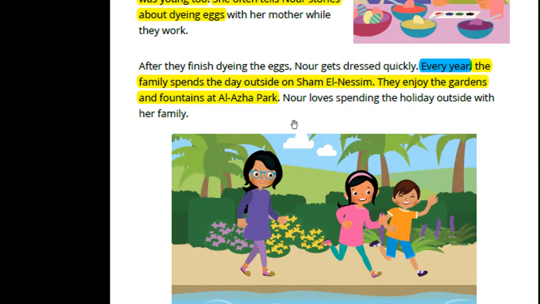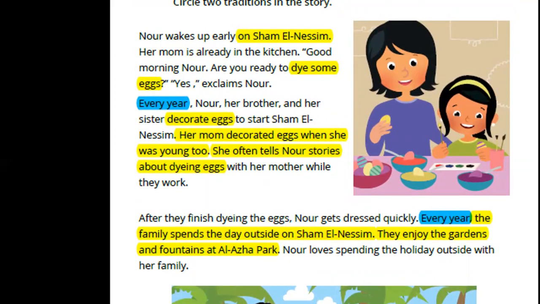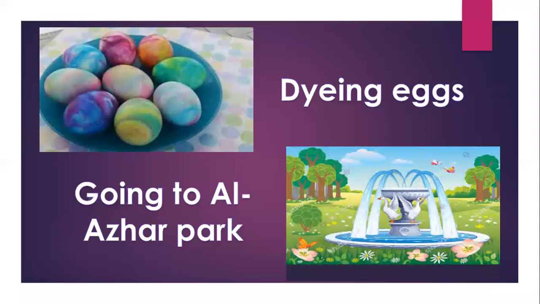Now, let's think together. What are the traditions described in the story? Have a look and try to think. What are the traditions described? Yes, that's right. It's dyeing the eggs and going to Al-Azhar Park. These are the traditions in the text, dyeing eggs and going to Al-Azhar Park.